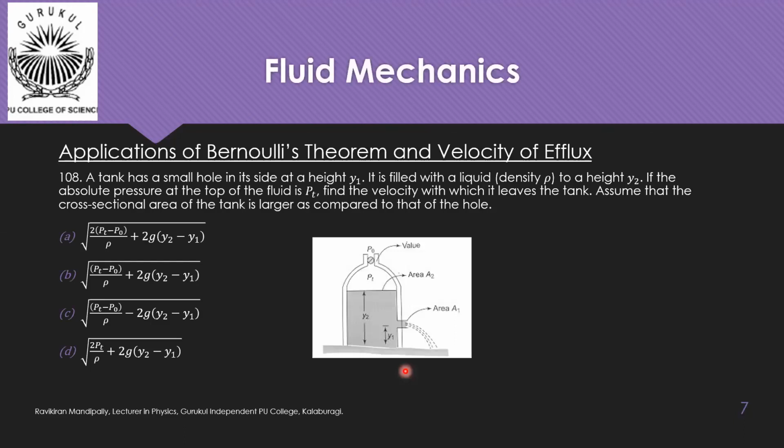Then question number 108. A tank has a small hole in its side at a height h1. It is filled with a liquid of density rho to a height y2. If the absolute pressure at the top of the fluid is Pt, find the velocity with which it leaves the tank. Assume that the cross-sectional area of the tank is larger as compared to that of the hole.